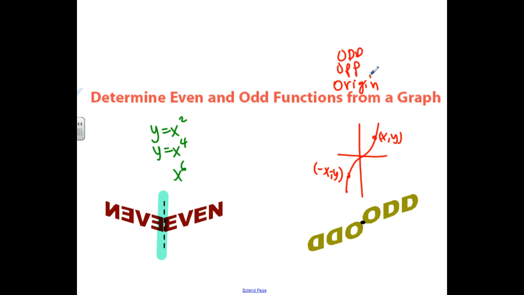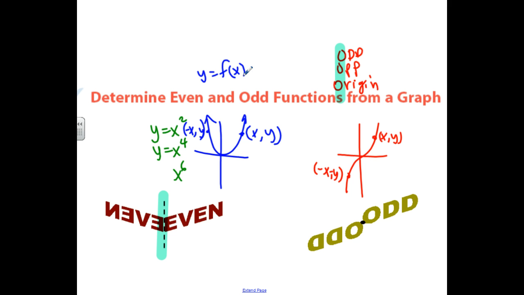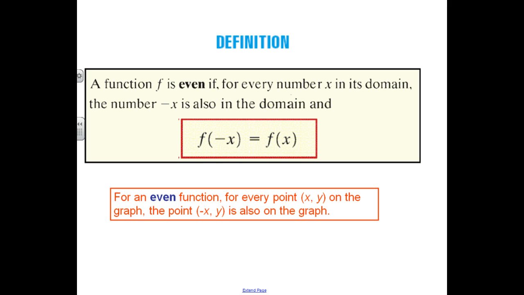So I call that the 3O rule. And even functions say every time you see an x, replace it with negative x, and you get the exact same y value back. So if you plug in a negative x, you still get y. Remember, y is defined as f of x. So if you replace x with a negative x, you get the exact same function back. You get the same y value back. So here's the definitions formally. An even function has symmetry about the y-axis, and if you replace x with negative x, then you get the same function.